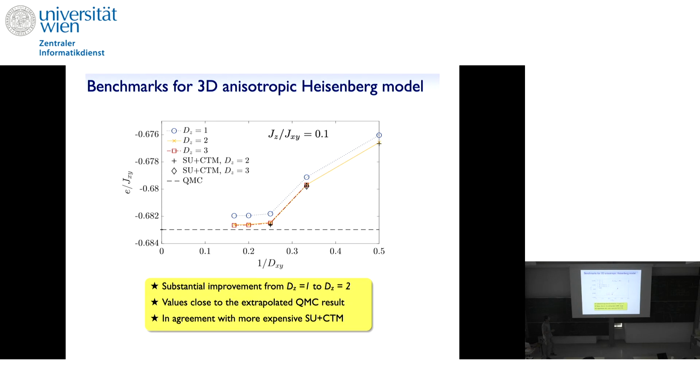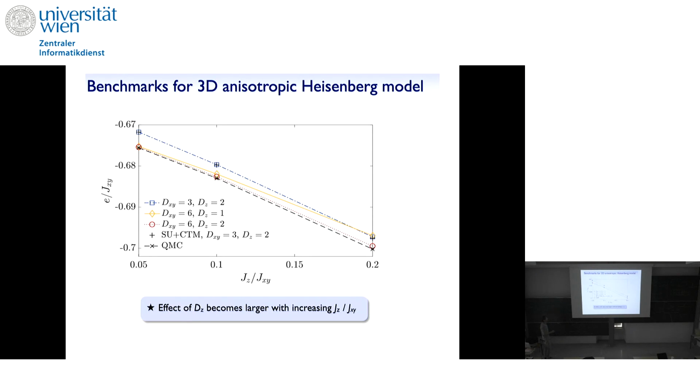Okay, so we have benchmarked this for the 3D anisotropic Heisenberg model. So here for this coupling ratio of 10%, and compared to the extrapolated quantum Monte Carlo result. And you see the blue data here is for dz equals 1, and that's already quite useful, it's already quite close to the quantum Monte Carlo result, but then you also see if we go to dz 2 or 3, we can substantially improve this result. And then we also compare this to the full 3D contraction in black here, where we obtain a good agreement.